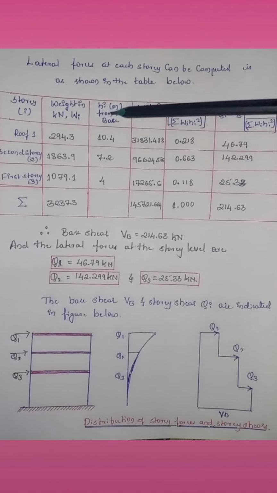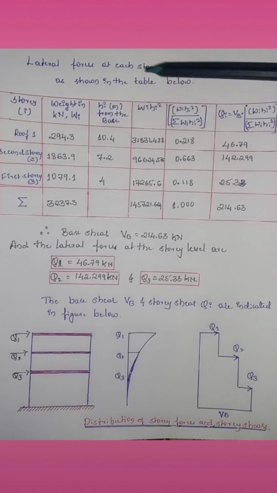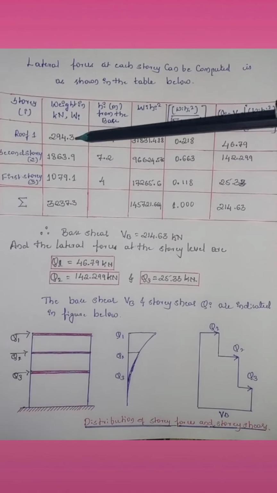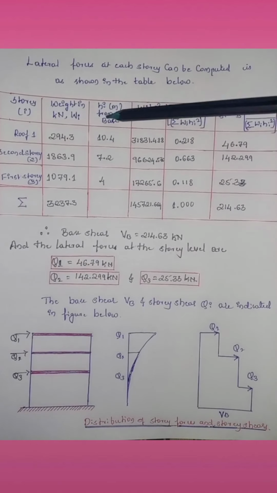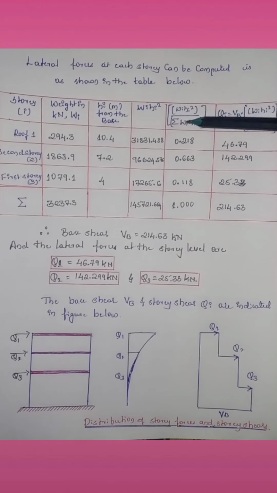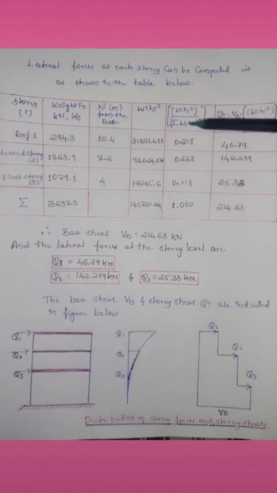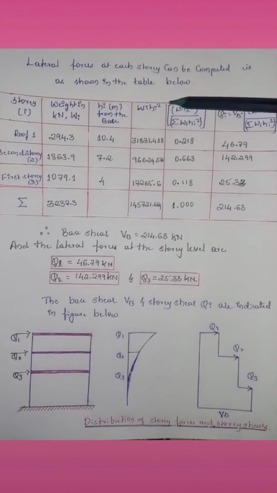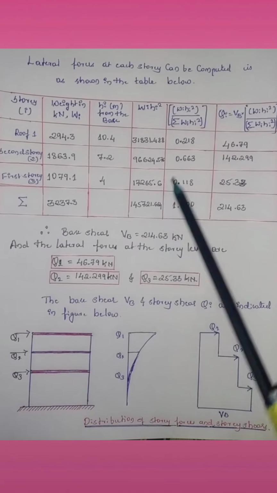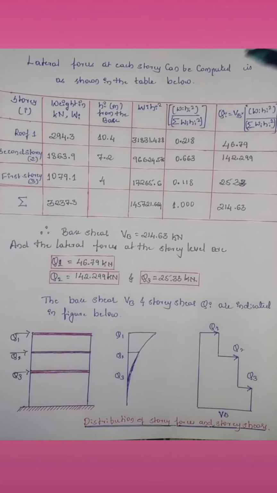Hi means it is the height from the base in meters, and Wi hi square, this multiplied by this value: Wi into Hi square. Okay. Next, this Wi hi square divided by summation of Wi hi square. Okay. Wi hi square divided by summation of Wi hi square, this value. Okay. Finally, Qi equals Vb into Wi hi square divided by summation of Wi hi square.